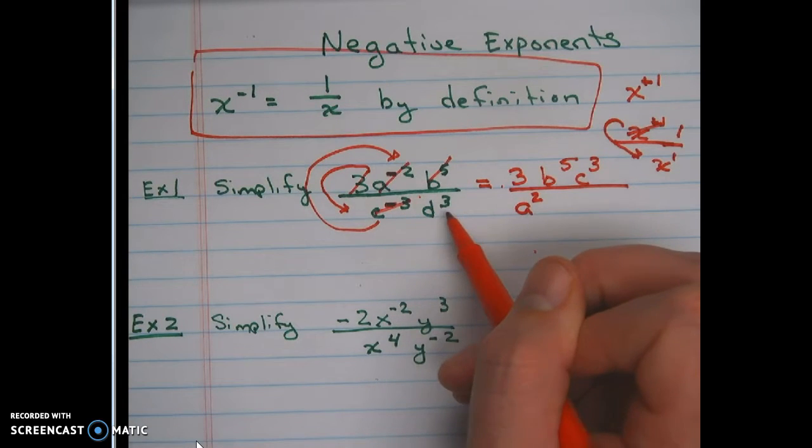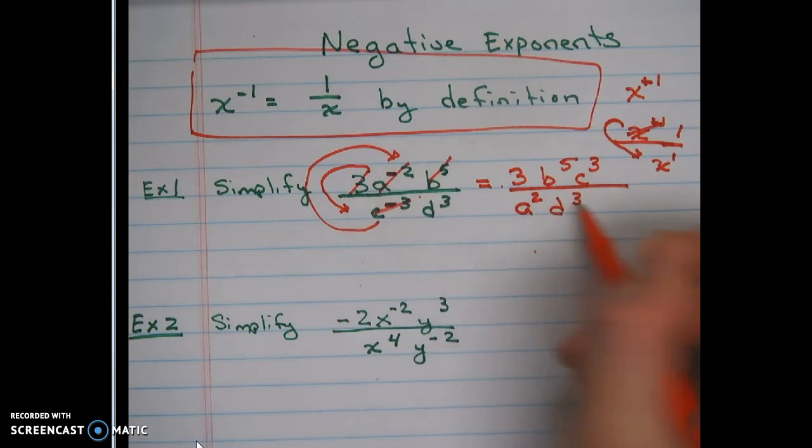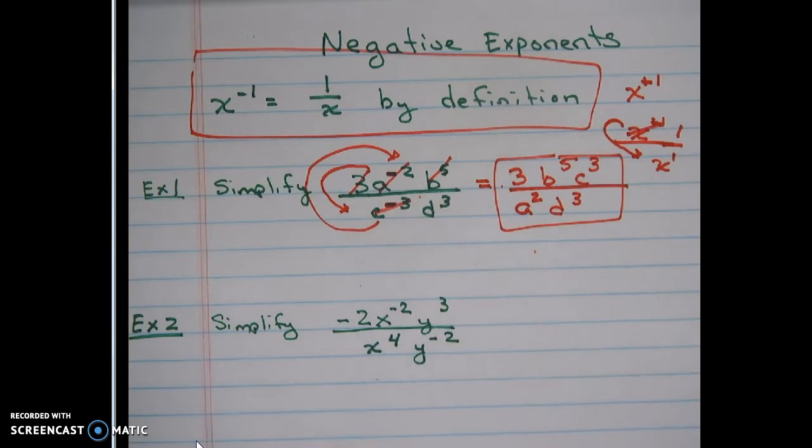And the d's, they're positive, so they're not in the wrong spot. They're on the bottom. They're in the denominator. And so I'll just move them to the bottom. And this would be the simplified version of that.